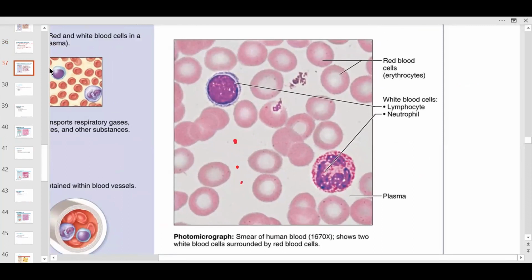So all this white is the plasma. And these are anuclear. There's no nucleus. That's why there's no dark staining. Because all these cells do is carry oxygen. And this is a large nucleated lymphocyte, which is a white blood cell, a leukocyte. Here's a bacteria-fighting neutrophil. But there are others. There's basophil, there's eosinophil, and monocyte. Okay, and this could be either a fragmented cell or a platelet. It stains dark, though. It does stain dark.